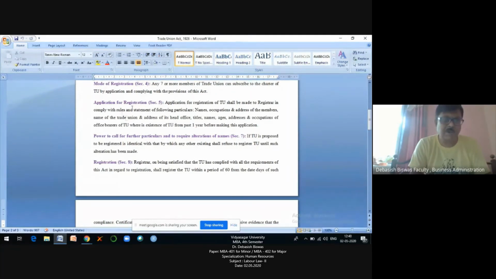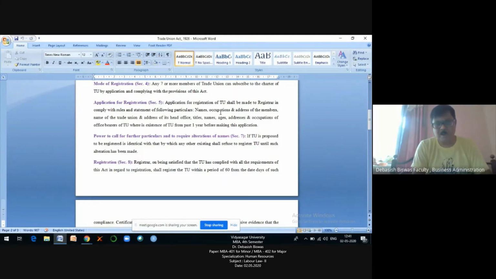That has been mentioned here. That is applications for registration, section 5. So application for registration of trade union shall be made to the registrar, in compliance with rules and statement of the following particulars. This is very, very important. At the time of applying for registration, you have to submit all these documents. What are the documents? Names, occupation, and address of the members. Suppose in an organization 100 persons are working and 10% of 100, that is 10 people, they are going to apply for registration. Then we have to submit the name of 10 people, the occupations of 10 people, and the address of 10 people. Clear?